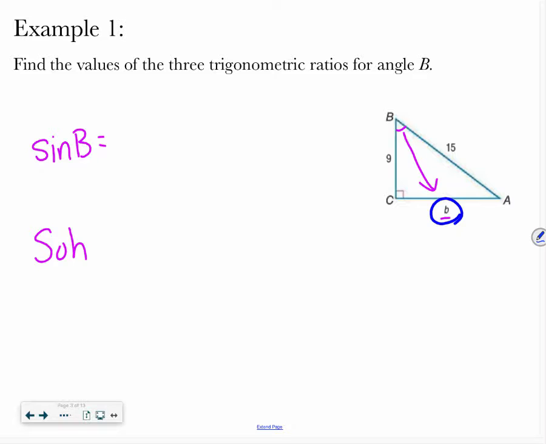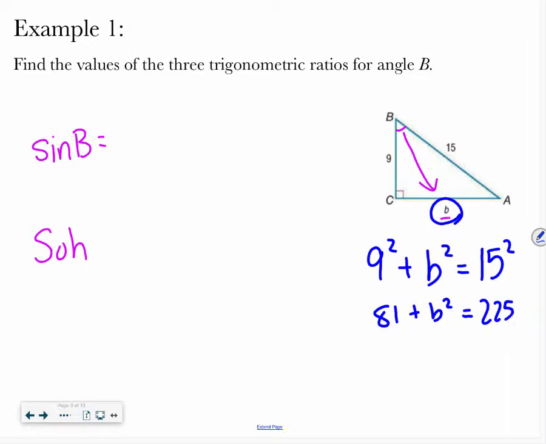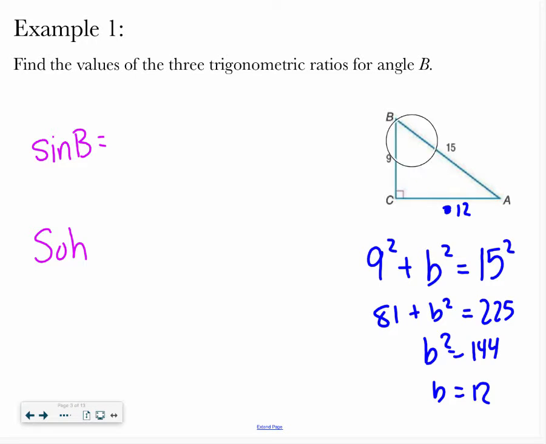We have a right triangle, so we can use our Pythagorean theorem. I can say 9 squared plus b squared equals 15 squared, or 81 plus b squared equals 225. And if I subtract 81 and take the square root, I get b equals 12. So I skipped some steps in there. So b squared equals 144. If I take the square root, b equals 12. Okay, so this, I'm going to rewrite. This is 12. Now I can figure out my ratio.